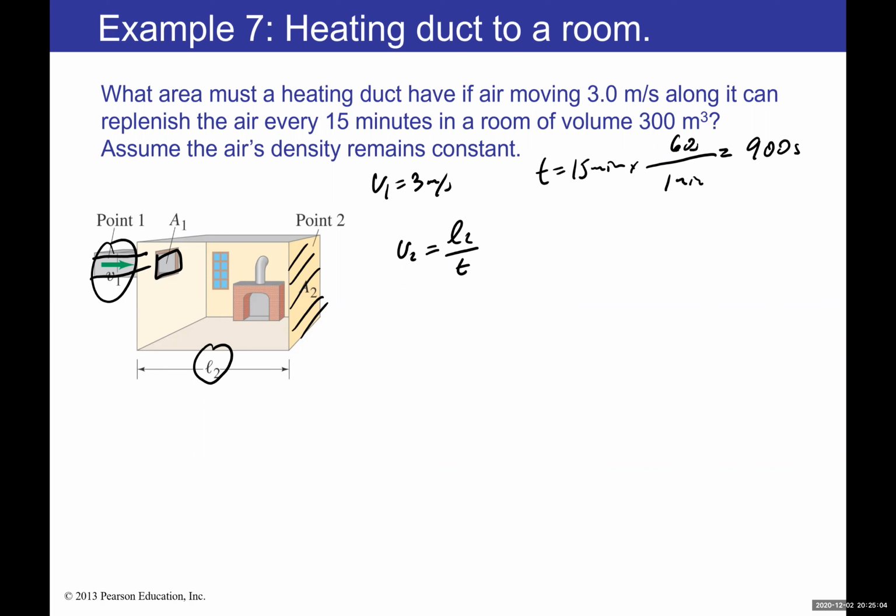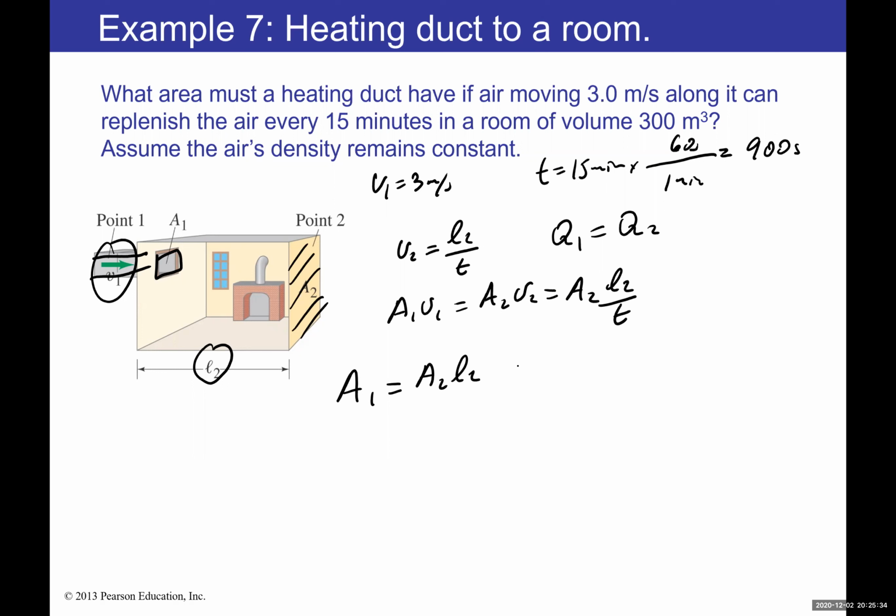All right, so using the continuity equation, where we can say flow rate at point 1 is equal to the flow rate at point 2, which means A1 V1 is equal to A2 V2. Then I can say A2 times V2 can be written in terms of L2 over T. Then rearrange and just solve for A1, which will be A2 times L2, divided by V1 times time, so there's also time.